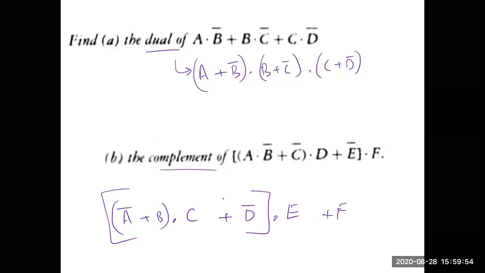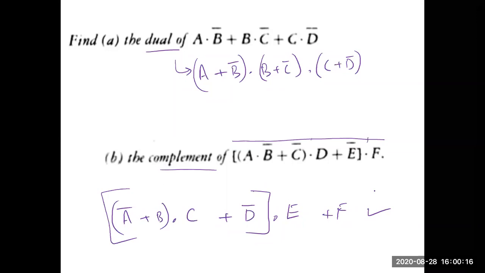Okay, so either you do it in this way, or you take the complement of the whole function. First you break this complement from here. Then after that again apply De Morgan's theorem from here. Then individually apply De Morgan's theorem for each part. Okay, and you will end up with the same answer.